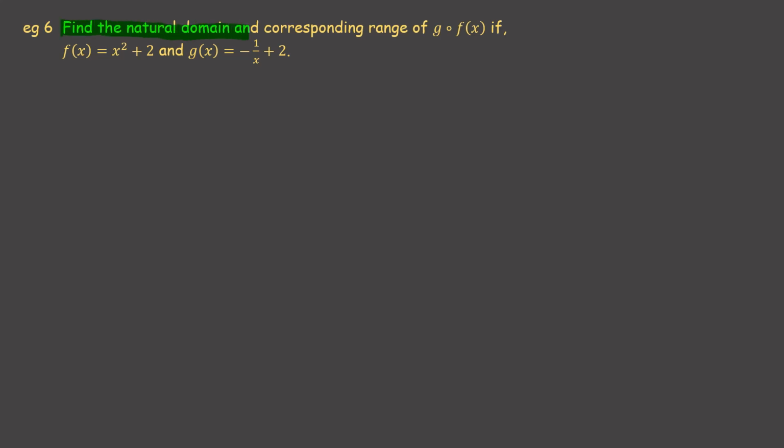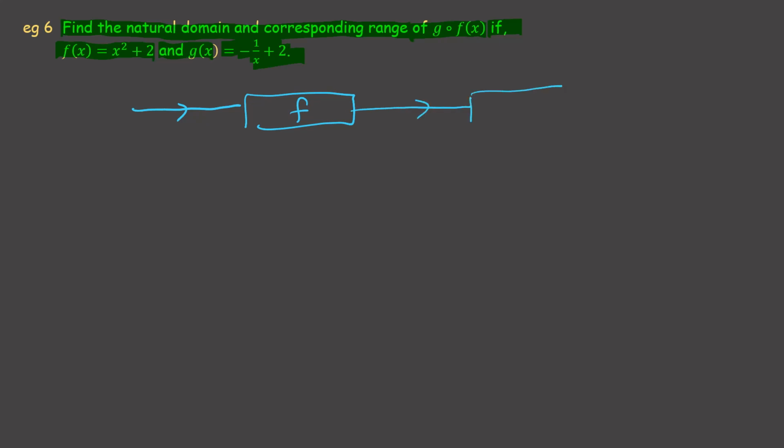Find the natural domain and corresponding range of g of f of x if f of x is x squared plus 2 and g of x is negative 1 over x plus 2. So we're doing g of f of x. That means that we're going to do f first and we're going to follow it up with g.